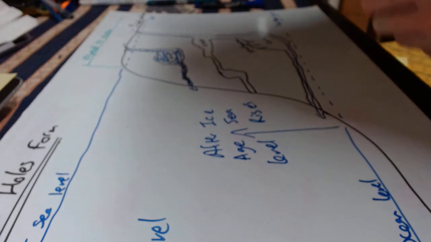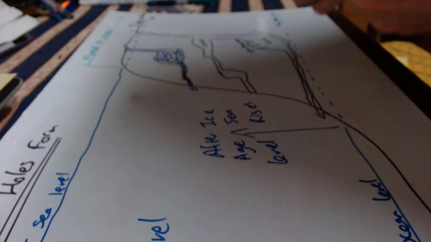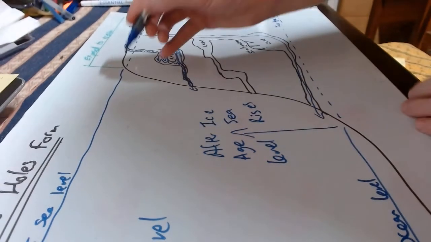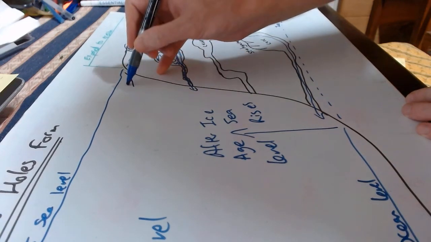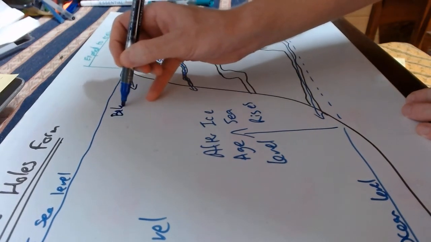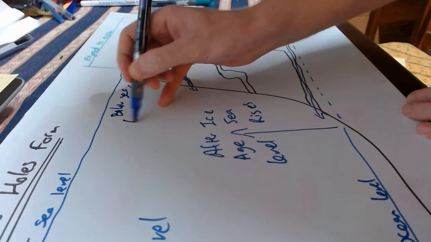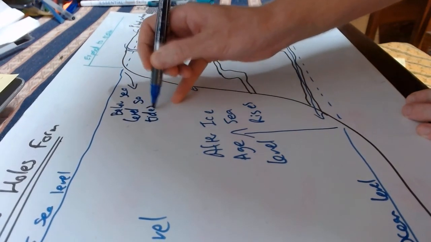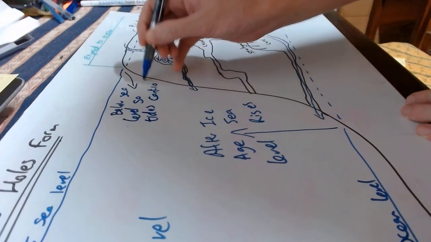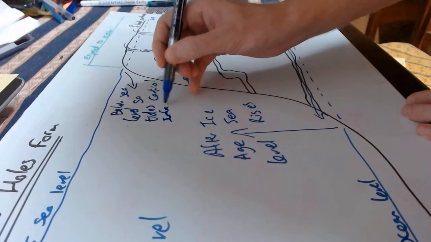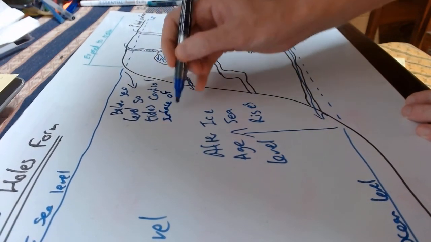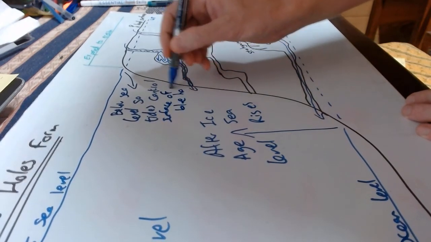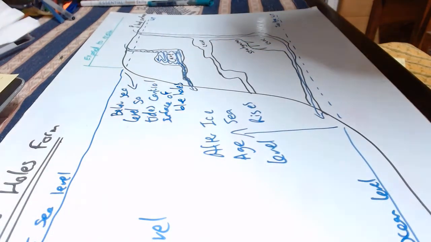Again, one other thing, I just want to add one other little label. Below sea level, so tides control surface of blue holes.